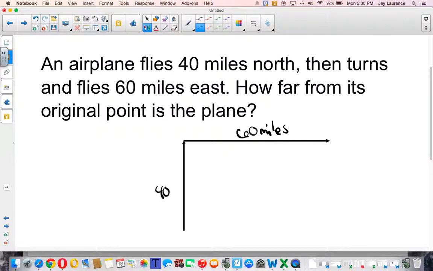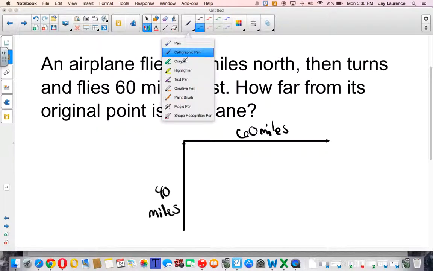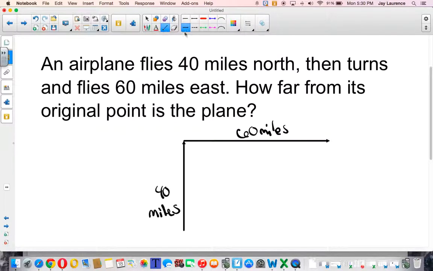How far is the plane from home? Well, a lot of you want to say 100 miles, and no, that's not correct at all, because the shortest distance from home is not 100 miles. The plane has flown 100 miles, but the shortest distance would be from here, where it started, to there. Okay, and if I put a variable in there, namely an x, I have a Pythagorean theorem problem.